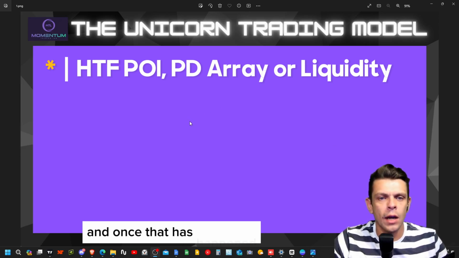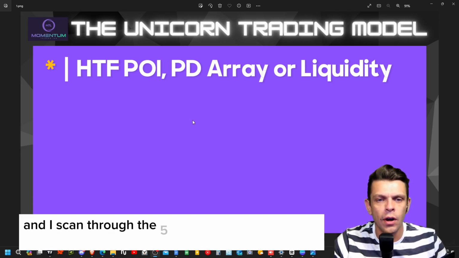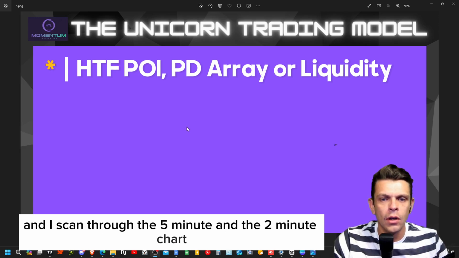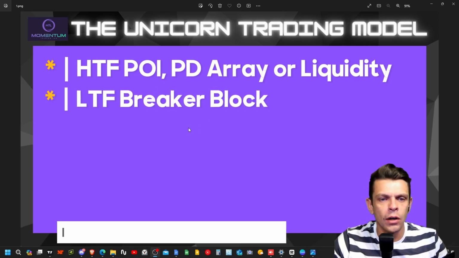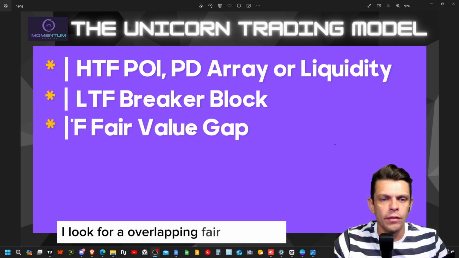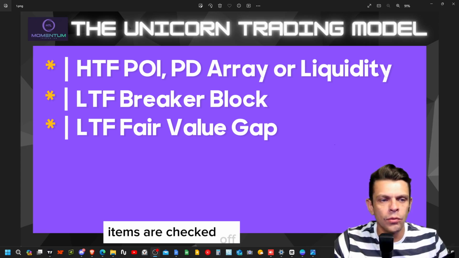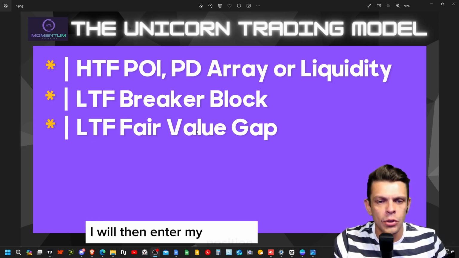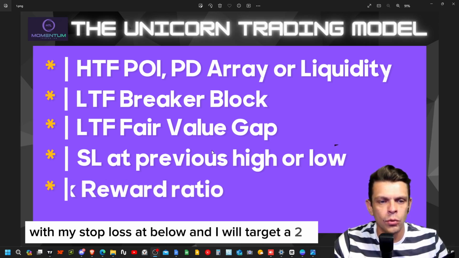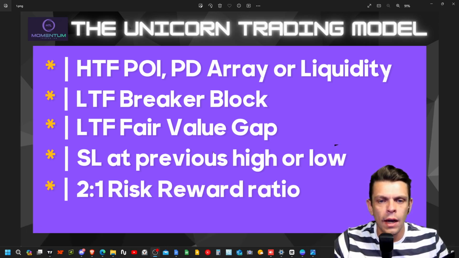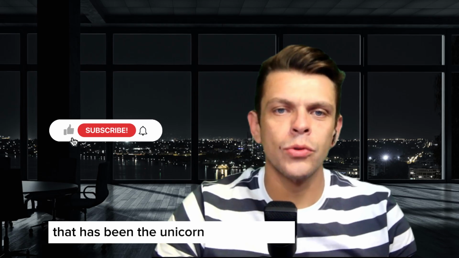Once that has happened, I then move to the 5-minute chart and I scan through the 5-minute and the 2-minute chart for the breaker block to form. Once the breaker block has formed, I look for an overlapping fair value gap. And once those items are checked off, I will then enter my position with my stop loss at the low, and I will target a 2-to-1 risk to reward, targeting the opposing liquidity pool. That has been the unicorn trading model.